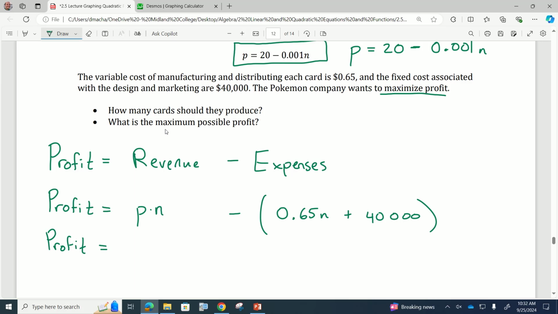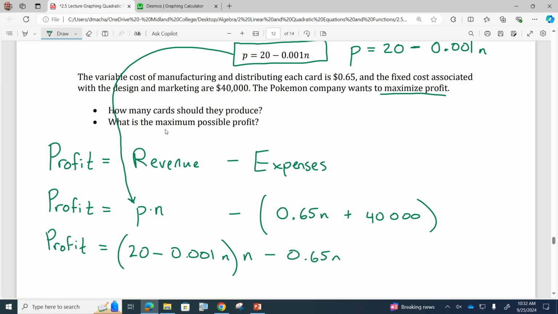So again, profit is going to be P times N. I have a definition, though, that I can substitute in for that P variable. I can write 20 minus 0.001 N instead of writing P, minus 0.65 N minus 40,000.